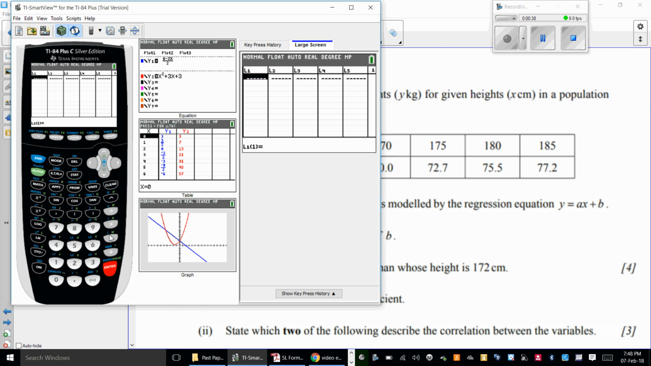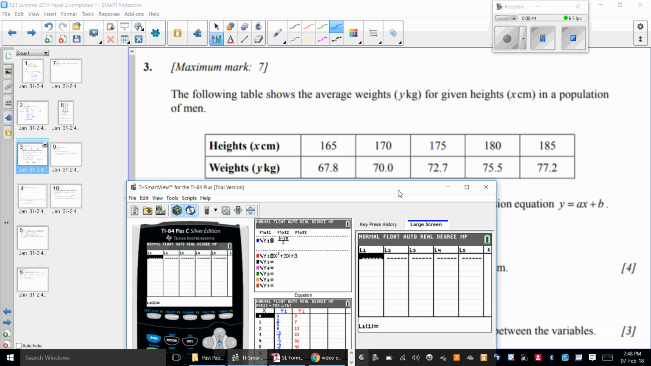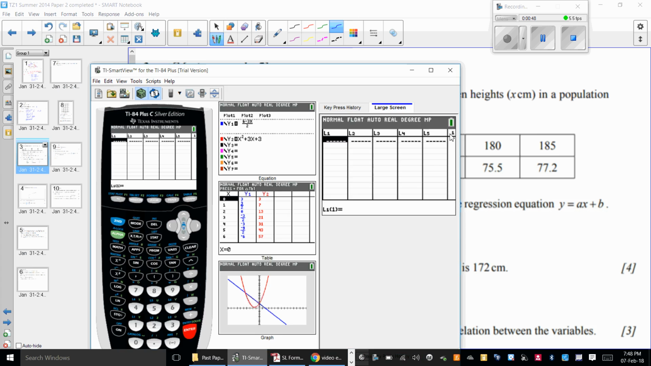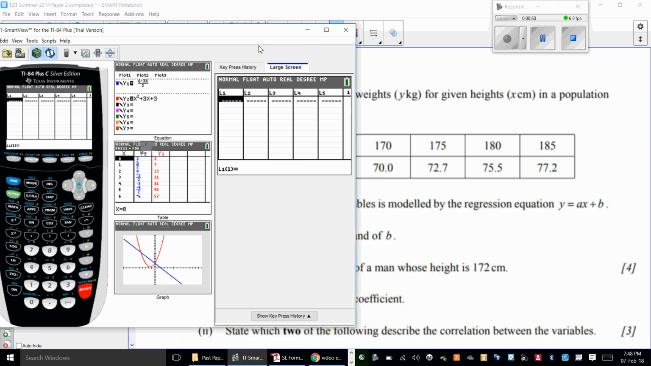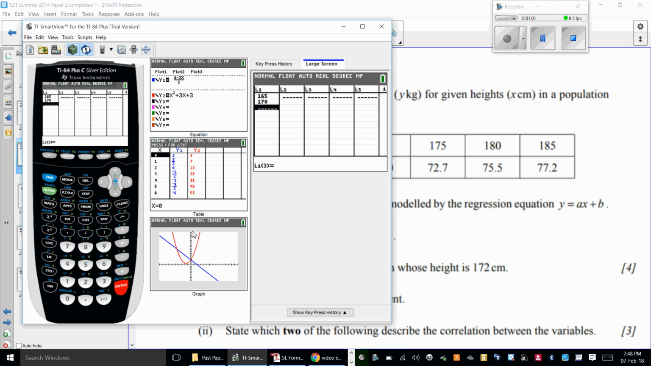Oh, no, I can't see the numbers. Okay, 165, 170, 170, 175, 175, 180, 185.